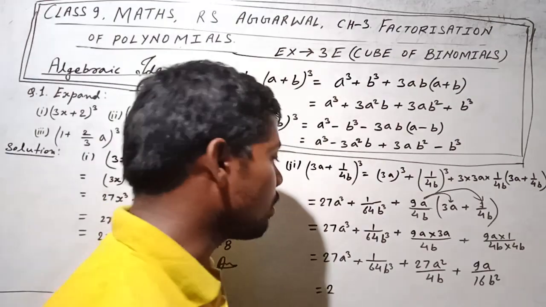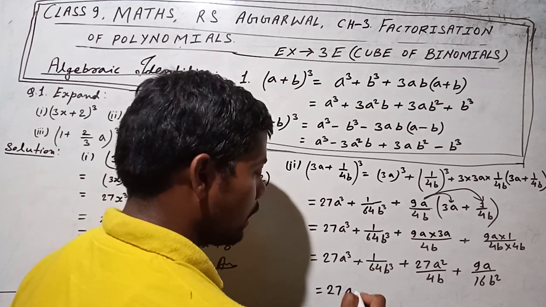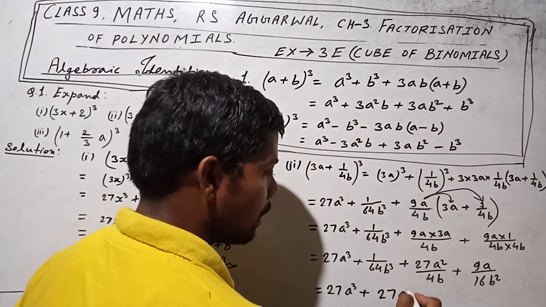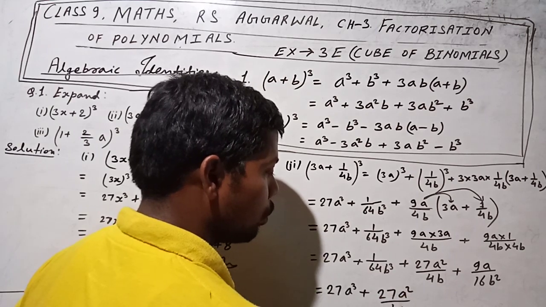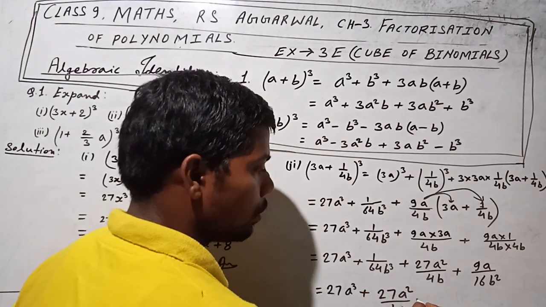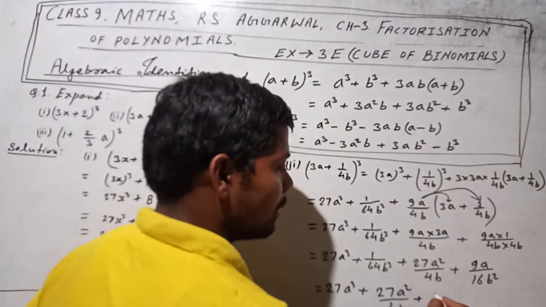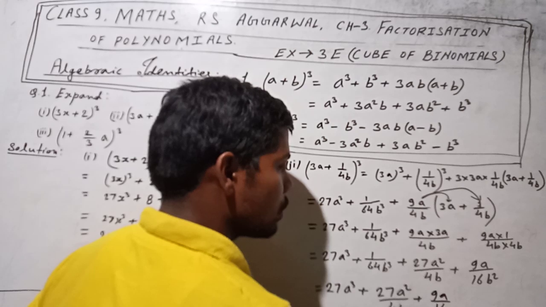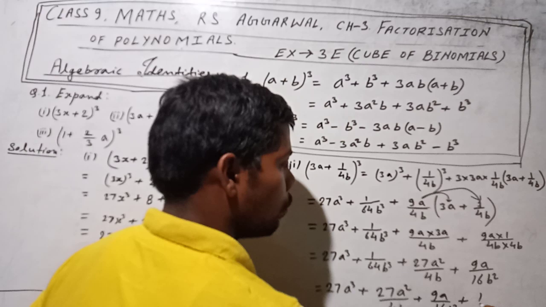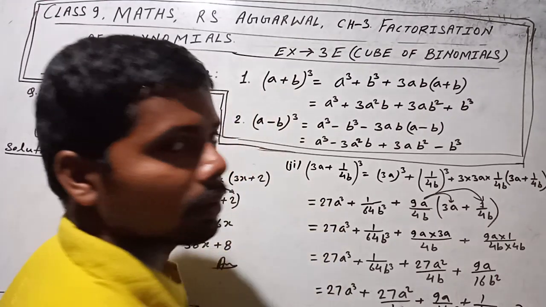Now if we arrange these terms in the descending powers of a, we get 27a cube plus 27a square by 4b, because here the power is 3 and here the power is 2, then 9a by 16b square plus 1 by 64b cube, and hence it is your answer.